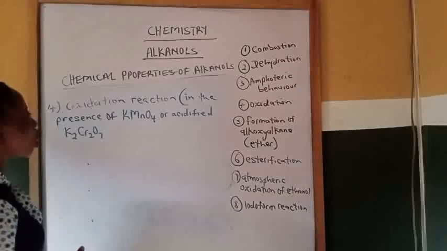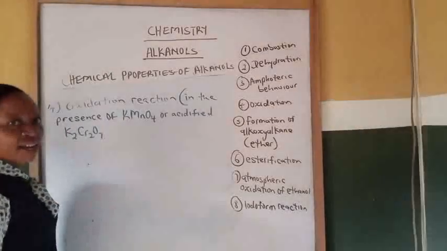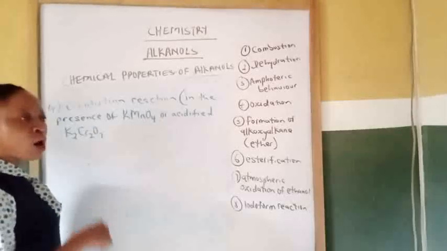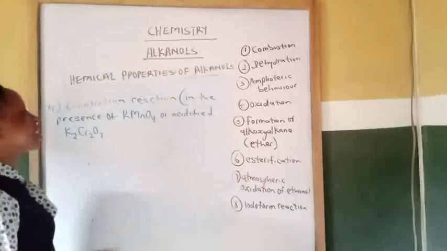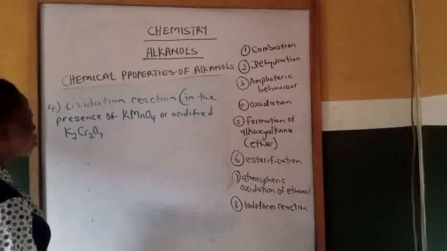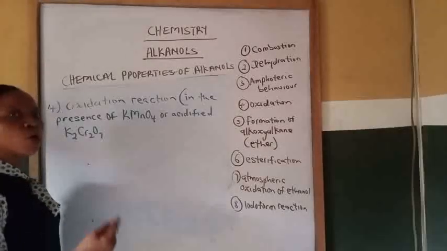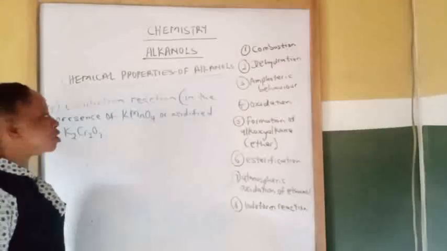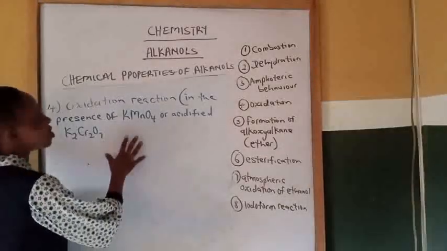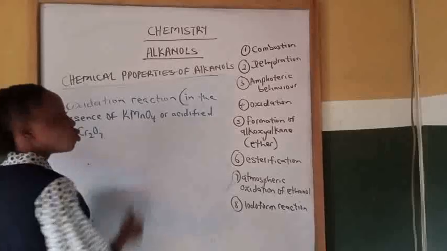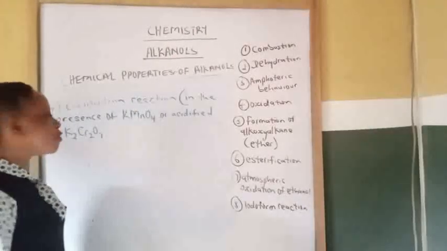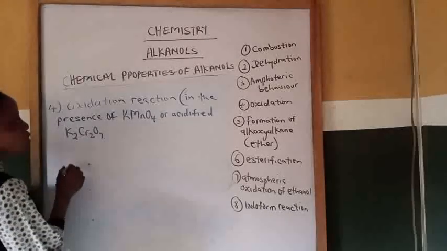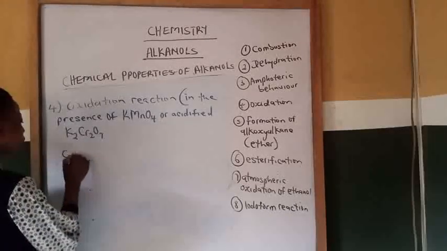There is no way a compound will be oxidized without reduction taking place in the same chemical reaction. In a chemical reaction where there is oxidation, automatically there will be reduction. Oxidation is addition of oxygen and removal of hydrogen. But under this oxidation reaction of alkanol, we add oxygen and we remove a water molecule. So let's look at the oxidation reaction of ethanol.